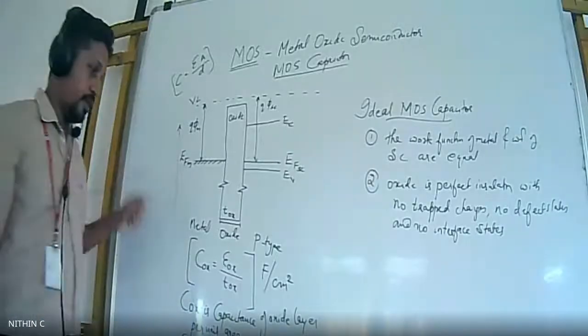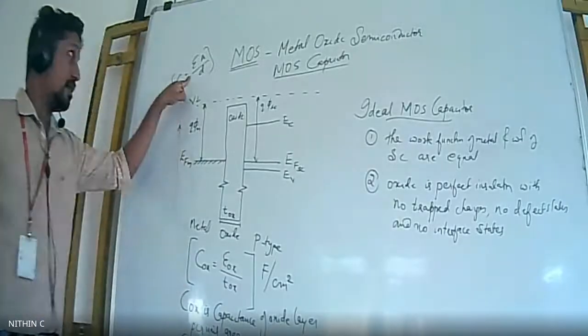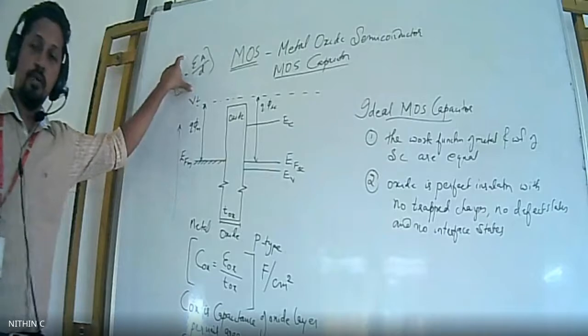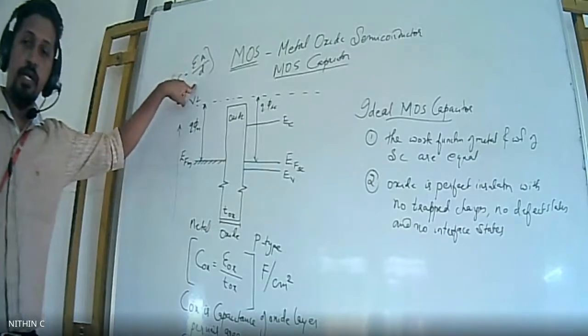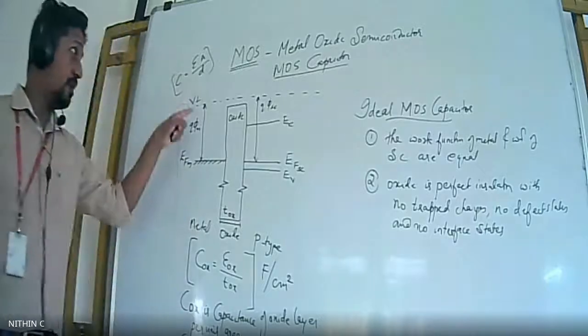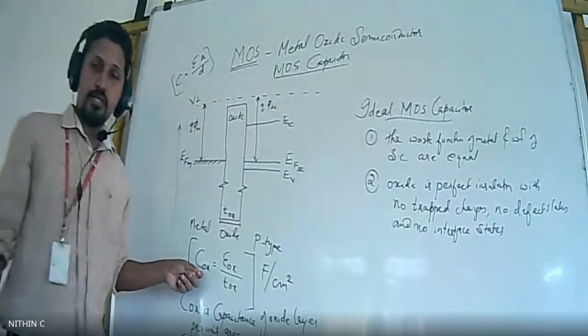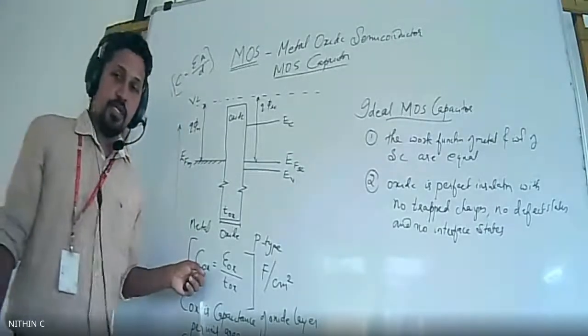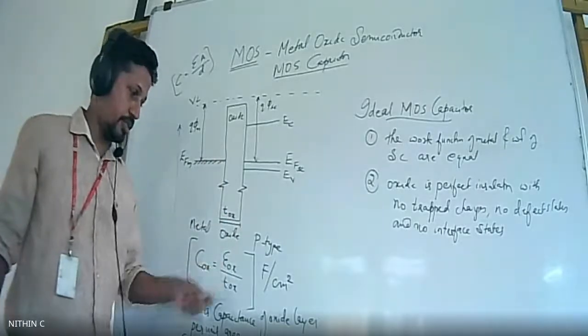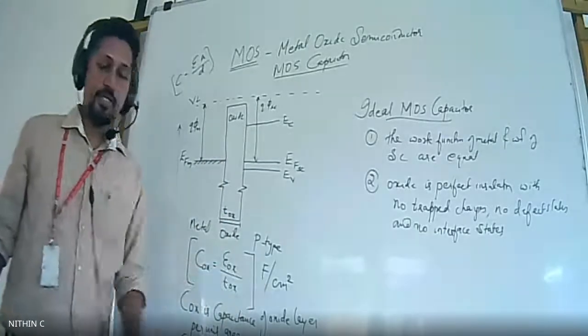Don't forget that. The usual expression is epsilon A by D. This is something you learned in your primary classes. Epsilon A by D is the parallel plate capacitance value. Similarly, we will be considering COX, the capacitance per unit area of the oxide layer. It can be written as epsilon OX by TOX. The unit is farad per centimeter square.